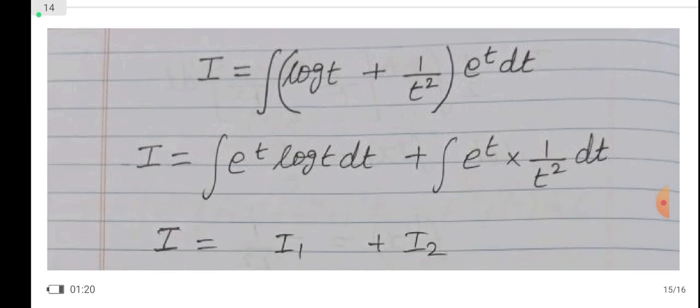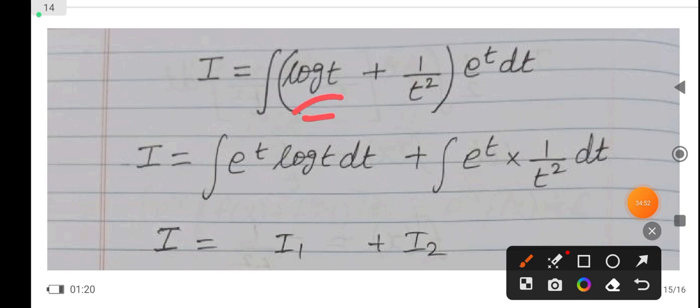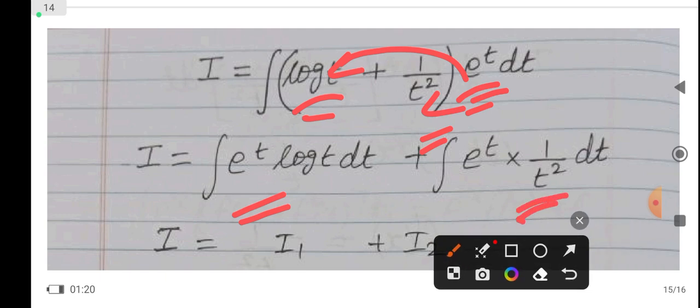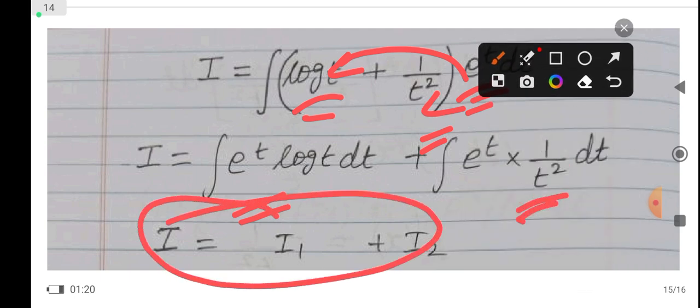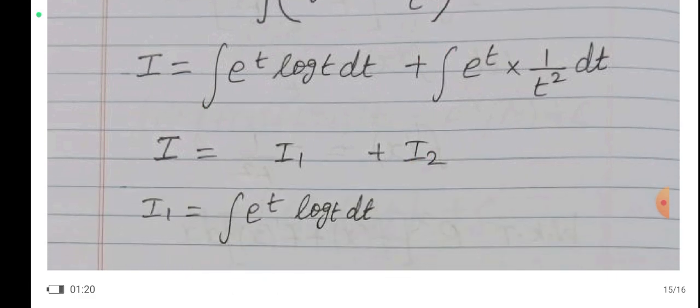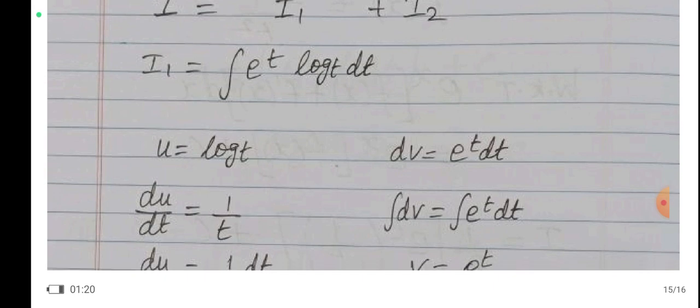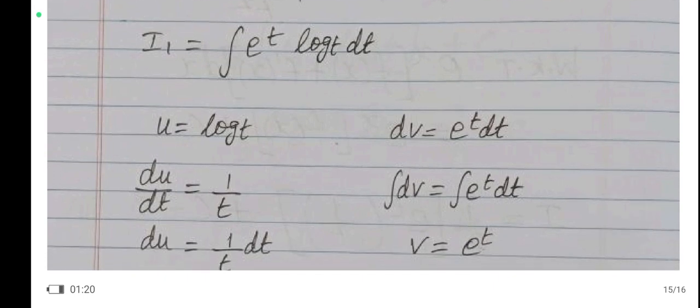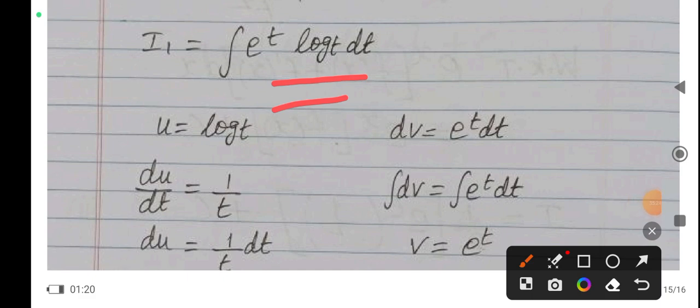And we got here I equals integral of log t plus 1 by t square into e power t dt. So just multiply the e power t inside: integral e power t log t plus integral e power t into 1 by t square dt. That means I equals I1 plus I2. So take I1 as integral e power t log t dt. So u is log t and dv is e power t dt.